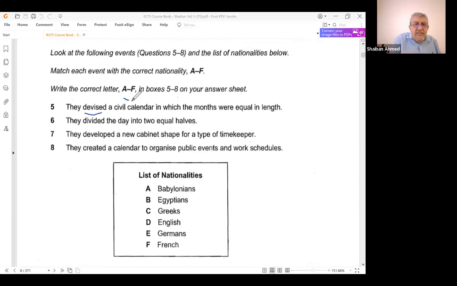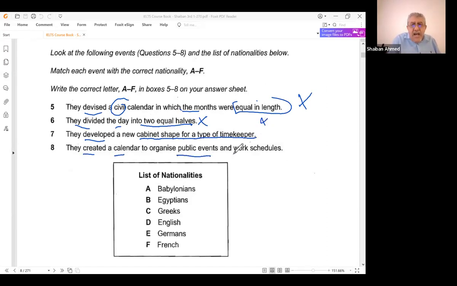Now we go to the sentences. They devised a civil calendar in which months were equal? No. They divided the day into 2 equal halves. Did he talk about equal halves? No. They developed a new cabinet shape for type. No. They created a calendar to organize public events and work. Yes. Then number 5 is what? A.